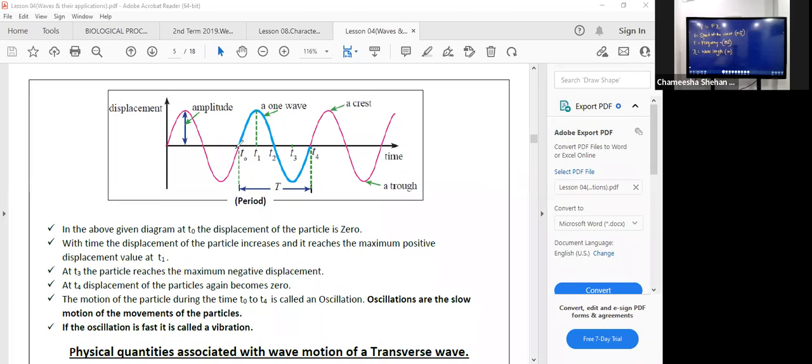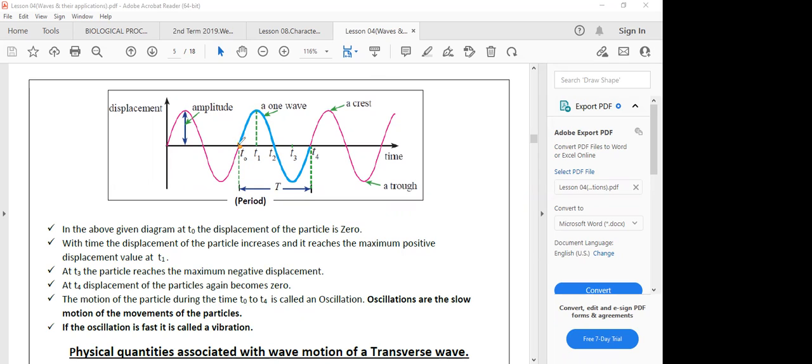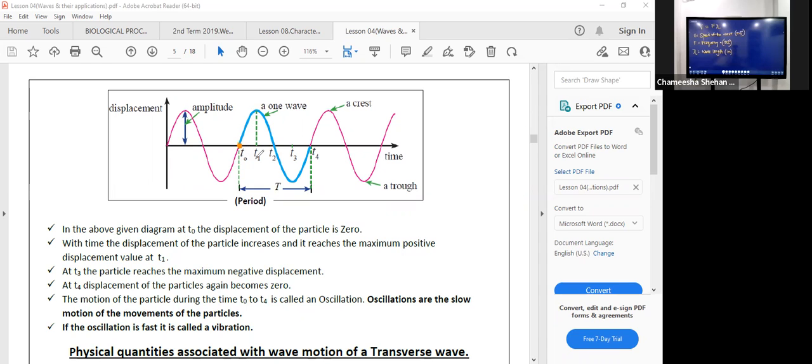It is at the fixed position. Only when it moves a little higher do we see which way the particle is going to move. At T0, exactly at the zero displacement position, the displacement is 0. With time, the displacement increases and reaches the maximum positive displacement. At T1, the particle has moved to its maximum upward displacement position. We call it the crest.